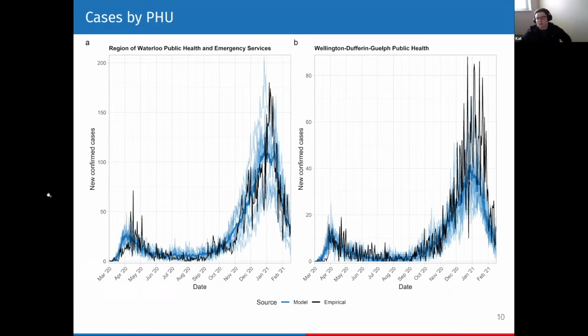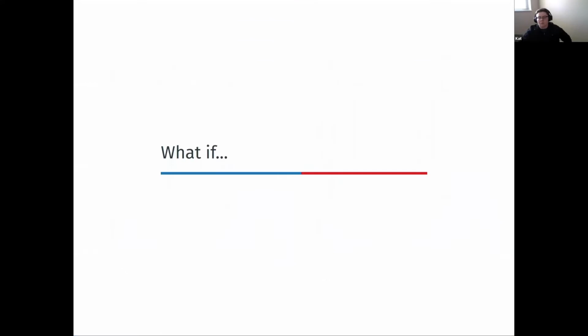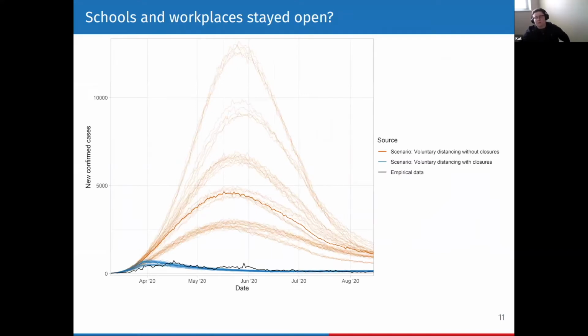So given that we're reasonably confident that the model is tracking well on the cases, we can start to go back and explore some counterfactuals and consider what if things had been done differently. So the first thing we'll look at is what I'm going to refer to as the first wave, which is March to August of last year.